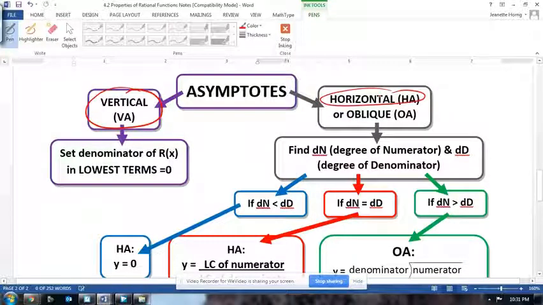So horizontal meaning just like a straight line going horizontal. Oblique meaning crooked. It could be like this. It could be like this. And then vertical, I'll draw an example of a vertical line over here.